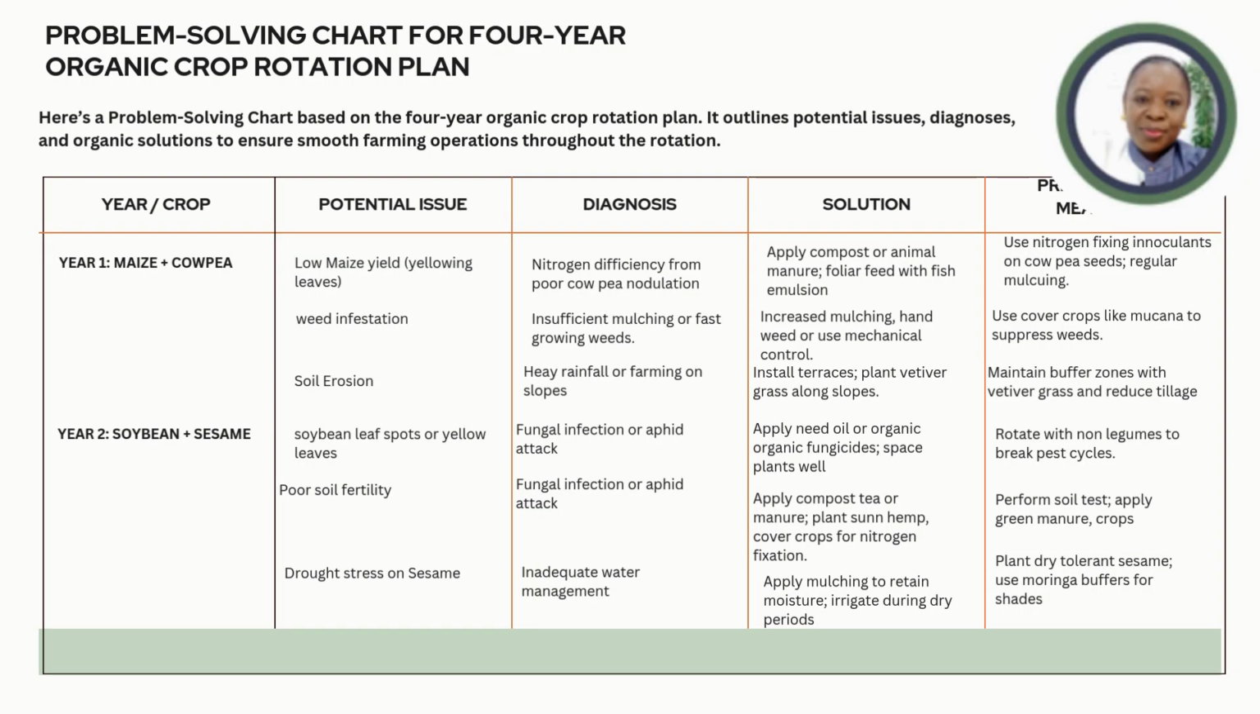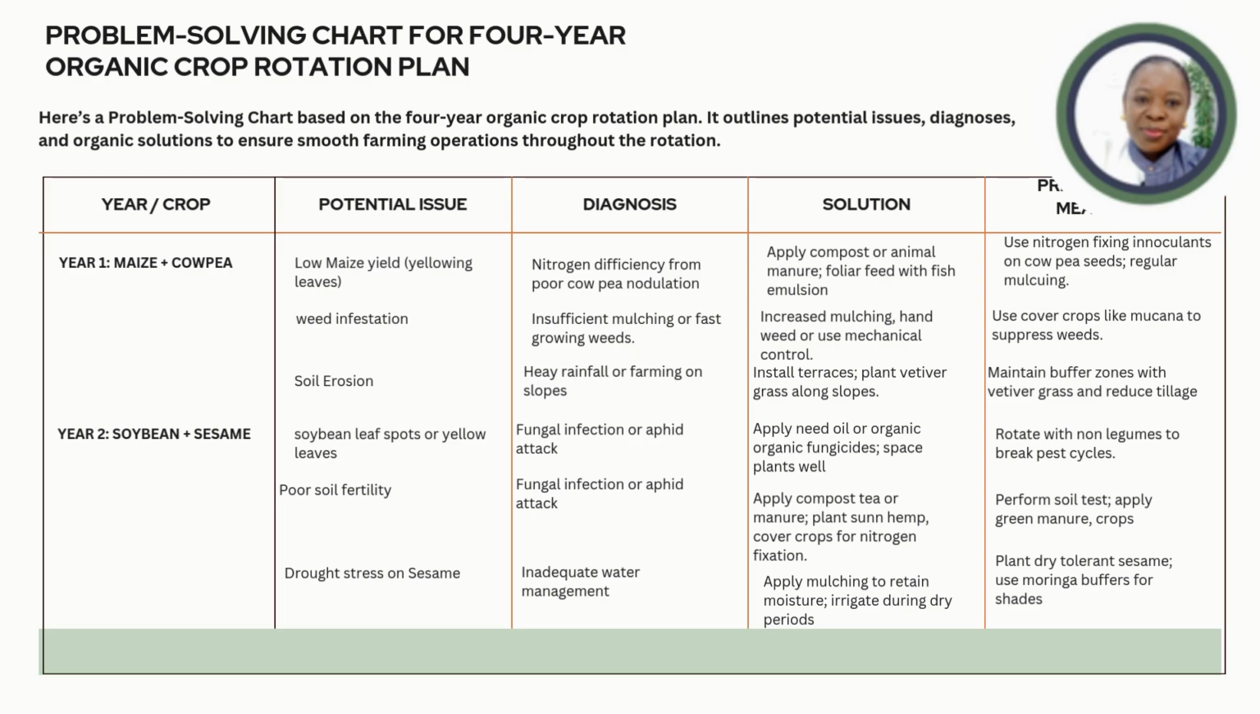Problem-solving chart for 4-year organic crop rotation plan. Here's a problem-solving chart based on the 4-year organic crop rotation plan that we have discussed earlier. It outlines potential issues, diagnosis, and organic solutions to ensure smooth farming operations throughout the rotation. This is a template of a crop rotation plan for a farm located in West Africa. So we're going to be talking about crops that can easily be grown in West Africa.